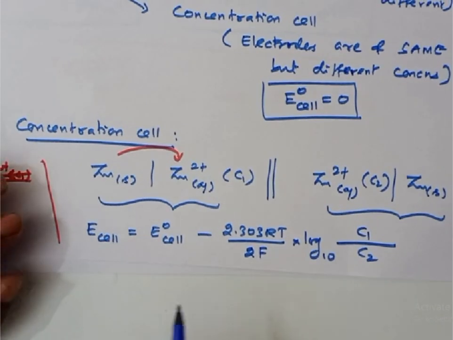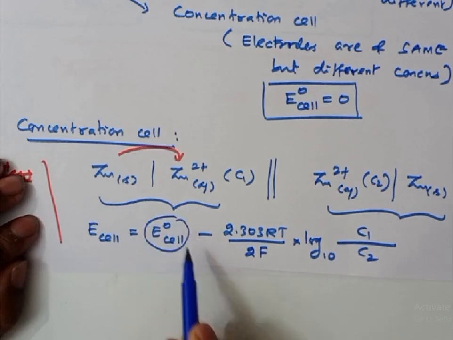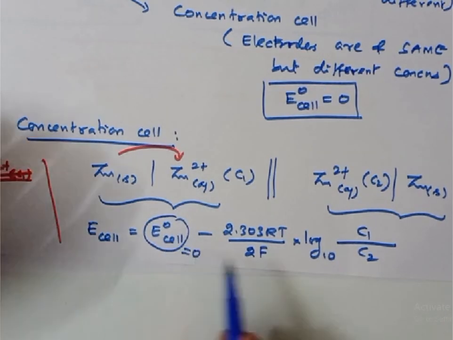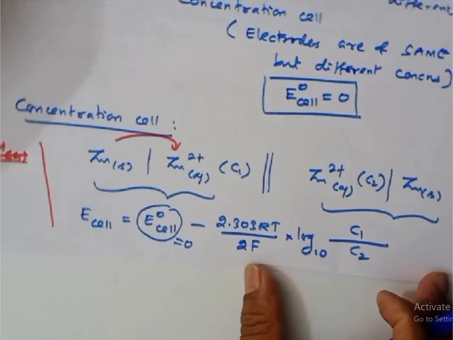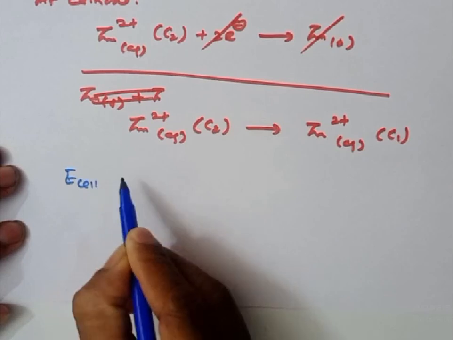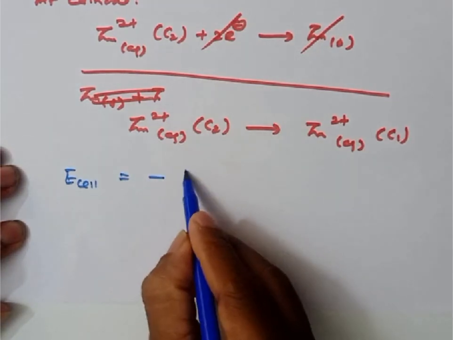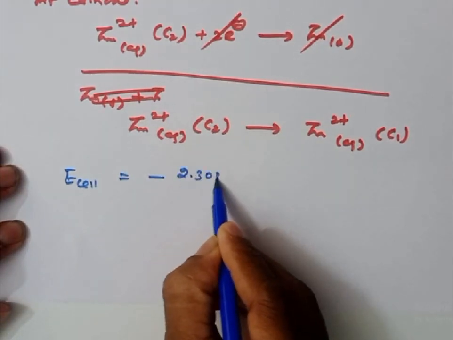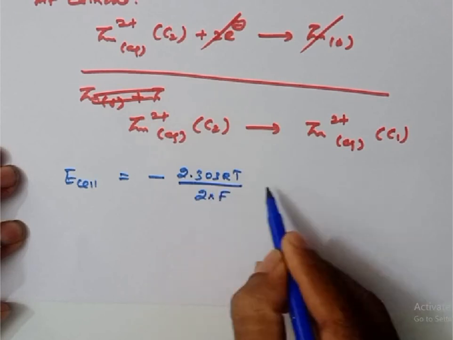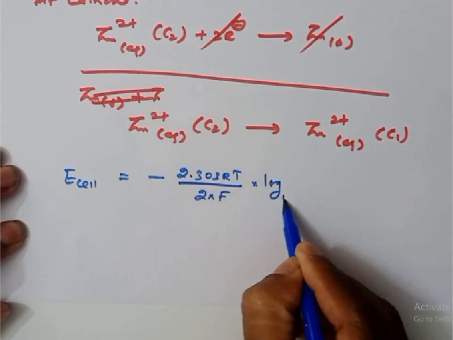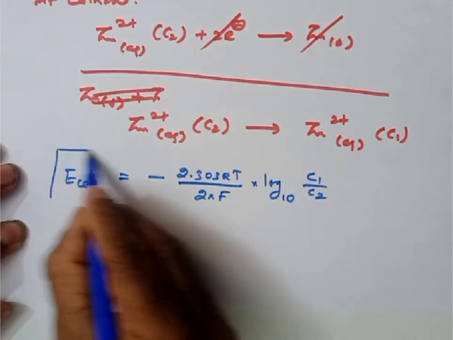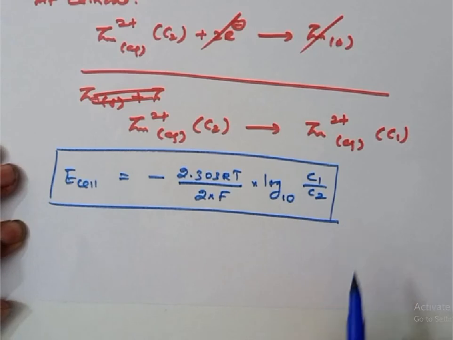Here I forgot to give this. E0 cell value is 0 for concentration cell. If E0 cell becomes 0, then what we'll get? We'll get E cell equal to minus 2.303 RT by, N value is 2, so 2F log base 10 C1 by C2. This is the cell potential for this concentration cell.